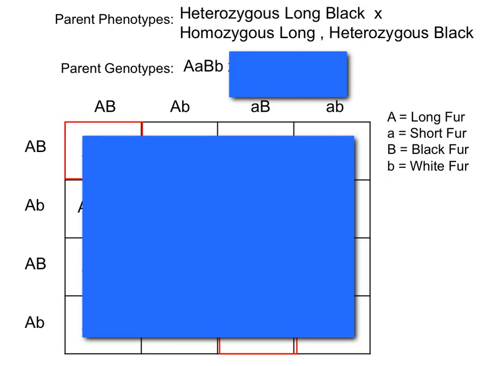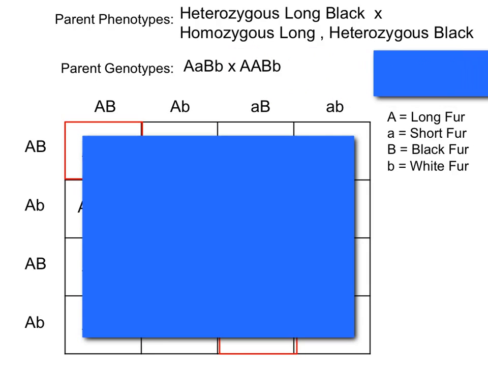Versus the other parent, which is homozygous long. Long is a big A, so we know that's going to be homozygous dominant, so two big A's, and then heterozygous for black. You know they're going to be different, but you also know they're black, so it has to be big B, little b. So that's what we end up with for our genotype: big A, big B, little b, big A, big B, little b.